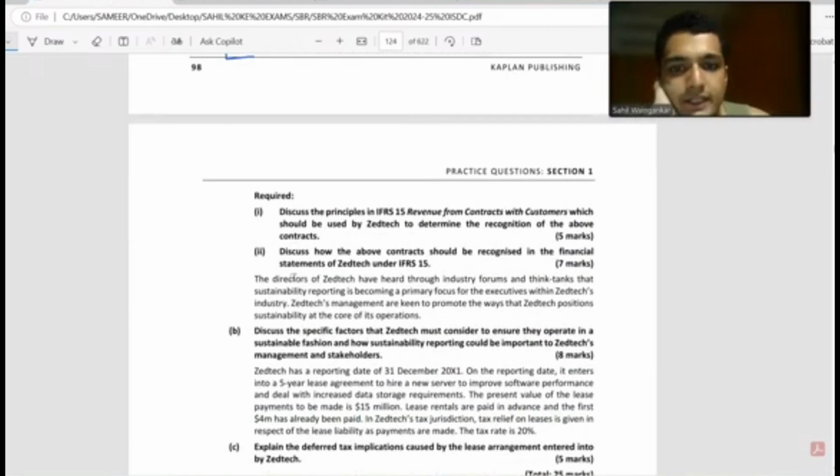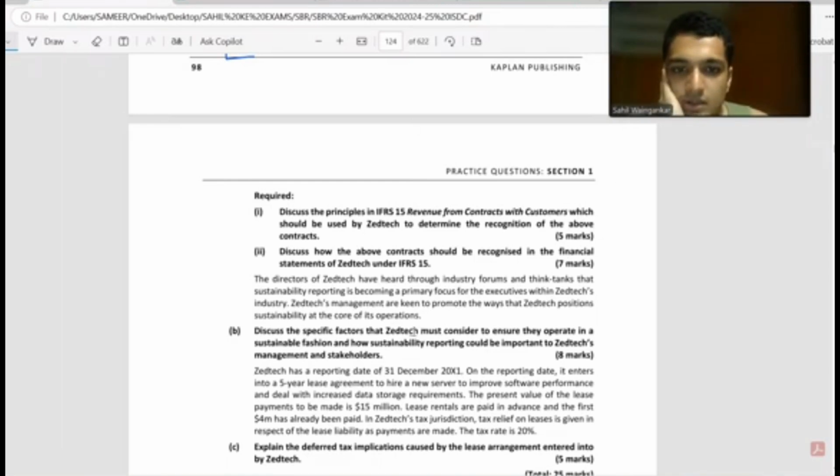The directors of Zedtech have heard through industry forums and think tanks that the sustainability reporting is becoming a primary focus of the executives within Zedtech's industry. Zedtech's management are keen to promote the ways that Zedtech positions sustainability at the core of its operations. They discuss the specific factors that Zedtech must consider to ensure they operate in sustainable fashion, and how sustainability reporting could be important to Zedtech's management and stakeholders.